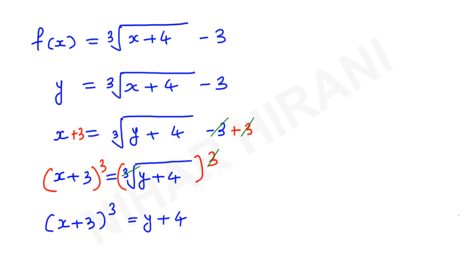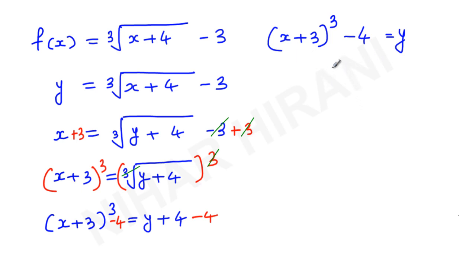So I have (x plus 3) whole cube is equal to y plus 4. Now I will do subtraction on both the sides. Minus 4, minus 4. So this will be (x plus 3) cube minus 4 is equal to y. Now you can further simplify this, but I am not going to simplify. You can do (x plus 3) times (x plus 3) times (x plus 3), and this is how you can go ahead. But you can write like this also.